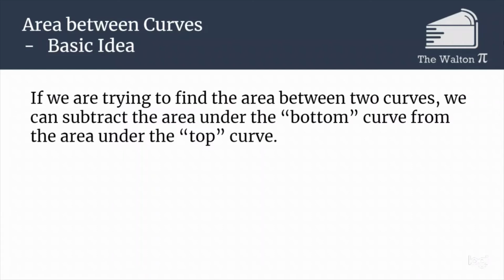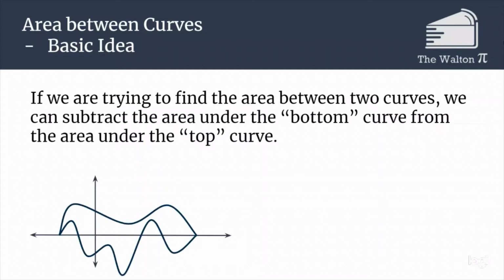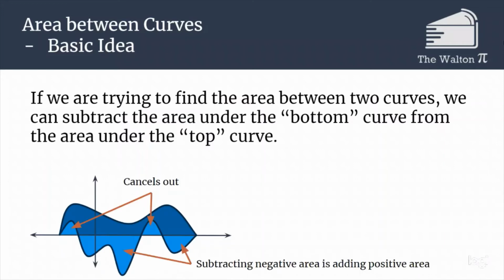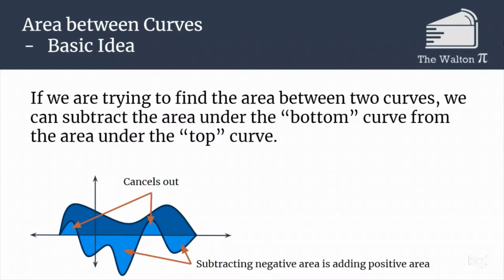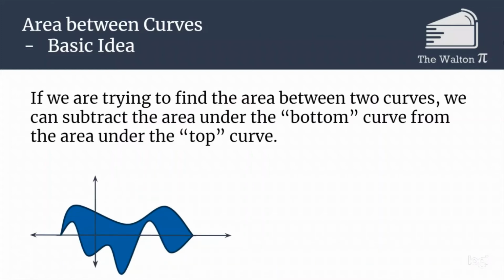area under the bottom curve from the area under the top curve, and that'll give us the area between the two curves. So if this was our diagram that we are trying to find the area between the curves, we can take the top area and then subtract the bottom area. If we look at what happens in these different pieces, in those two spots where the top minus the bottom is going to cancel out, and then subtracting negative area in this bottom part is the same as adding positive area. So once we've done that, that's going to give us the area of that region.